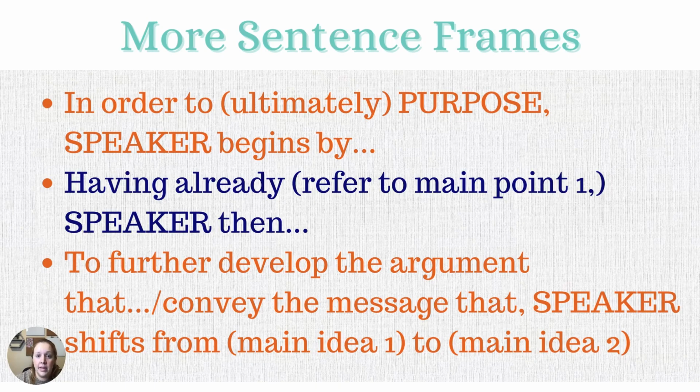So where it says PURPOSE, I would want students to tell me what the overall purpose of the passage is. And for SPEAKER, that could also be the writer. I would want you to include their name, usually their last name, because we refer to authors by their last name after we've used their full name once. So let's say we're talking about Madeleine Albright. We would call her Madeleine Albright. And then after that, we could just call her Albright. You don't need to call her Ms. Albright or anything like that. So that's what the all caps means.